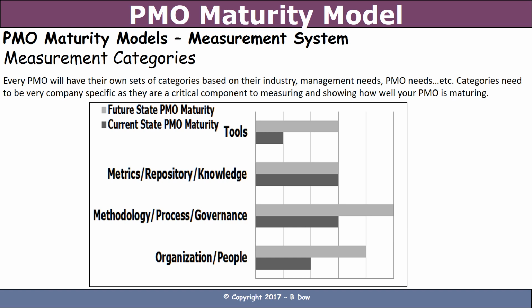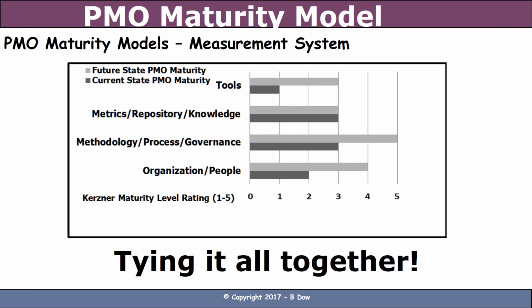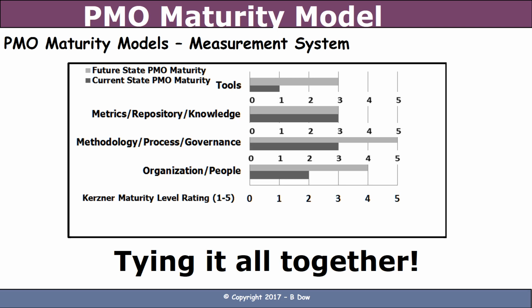I strongly suggest that when you're first starting up, you just have these 4 categories and use that measurement system. When you marry the 2 worlds together, you can't really beat this, right? You've got a scoring system. Tools is at 1, we want to move to 3. Methodology is at 3, we want to move that all the way to 5. Organizational people is at 2, we want to move that to 4.